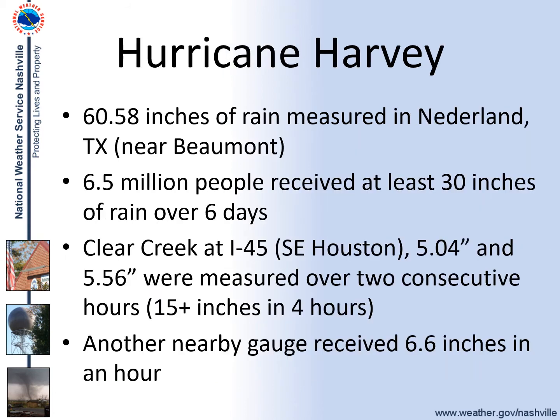Here are some stats from Hurricane Harvey and its impacts in the Houston area. Over 60 inches of rain was measured in the Nederland, Texas area. In Middle Tennessee, for Nashville anyway, our annual average is about 48 inches. 6.5 million people received at least 30 inches of rain over 6 days. There was a rain gauge on Clear Creek, southeast of downtown Houston, that measured over 5 inches of rain in an hour twice over 2 consecutive hours, so 10 inches of rain in 2 hours, and then 15 inches of rain in 4 hours. And another rain gauge nearby recorded over 6 inches of rain in 1 hour.